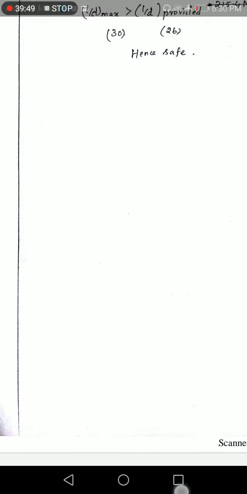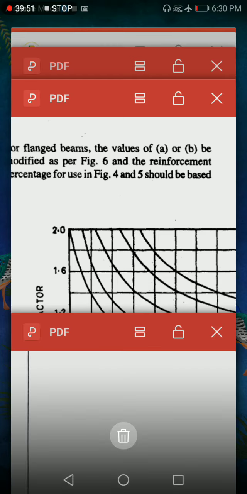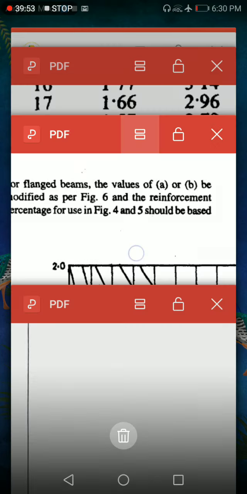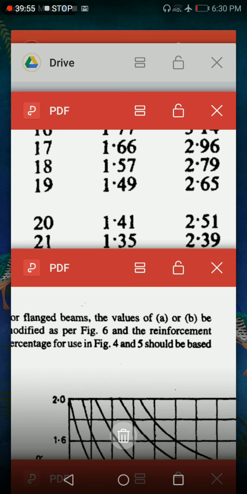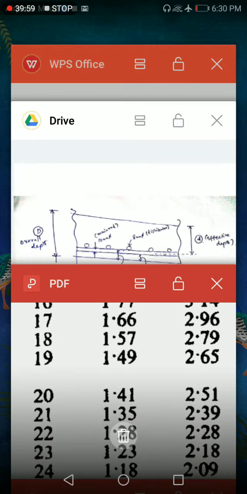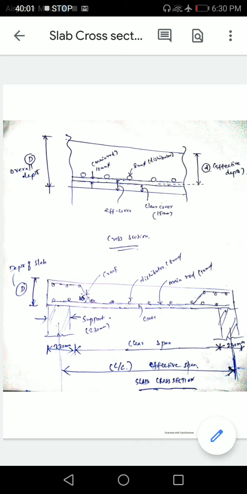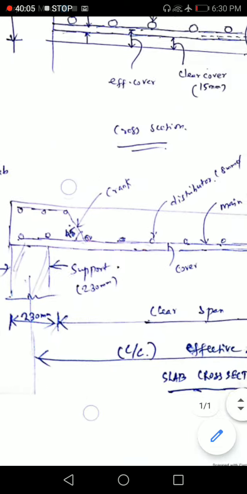The next step is detailing. The detailing is missing here. That is the plan and section, which we have to draw next. This is the cross section.